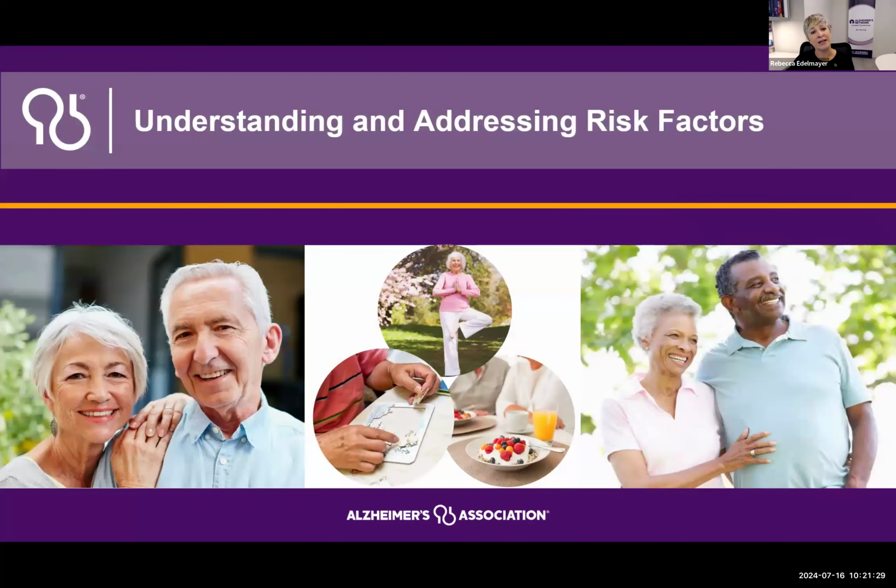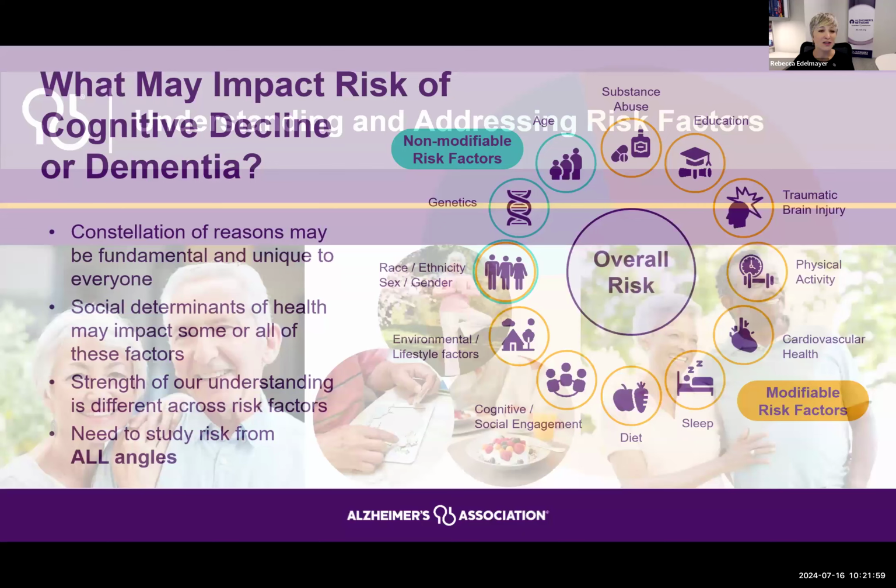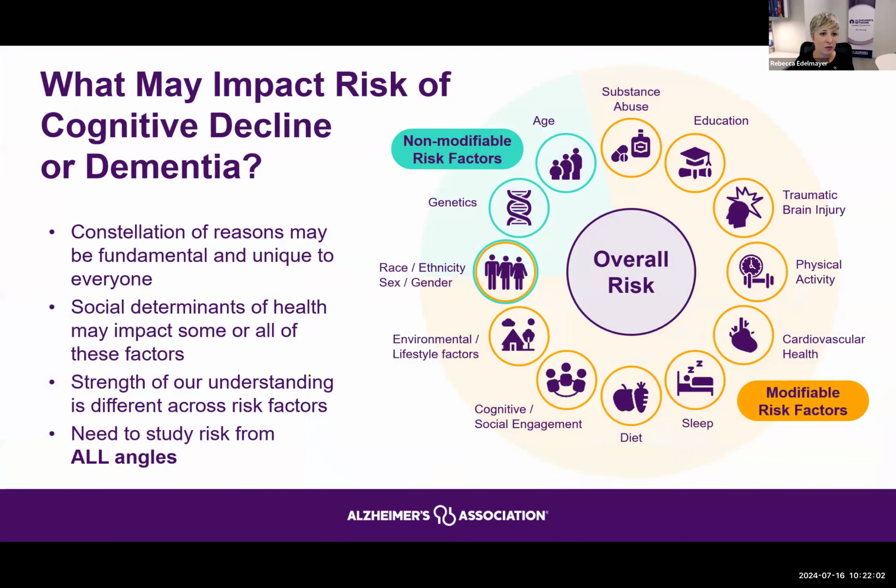So we need to also understand a little bit about risk and what are we doing to address risk factors in individuals across every group, every population, every country across the world. And so you may see a lot of research presented at AAIC that's talking about risk. What do we understand about it? How do we define what risk is for each individual and each group? And then how do we develop sustainable strategies to really reduce risk across all populations? So there's many different things that may impact risk for cognitive decline, or even for someone to develop dementia. There's a constellation of reasons that may be both fundamental and unique to everyone.